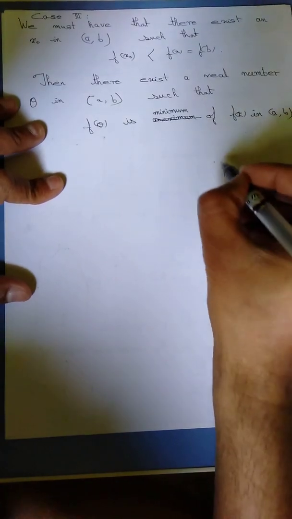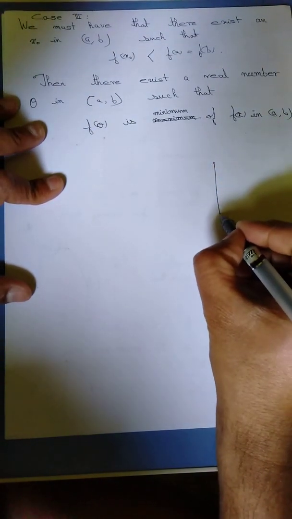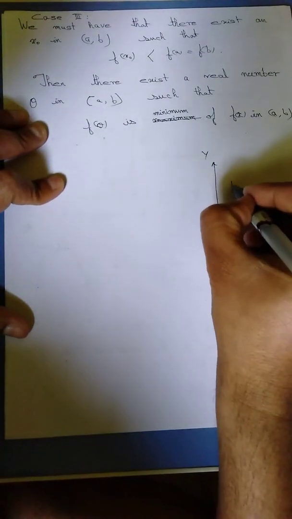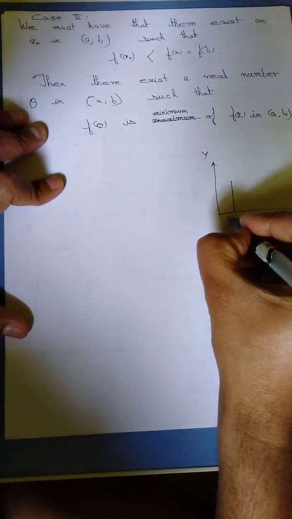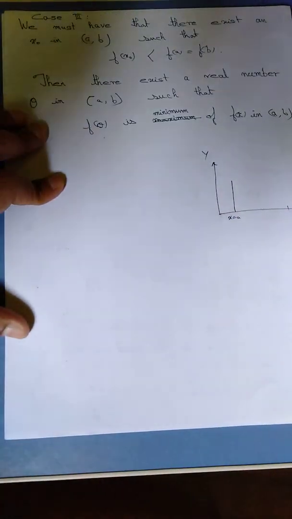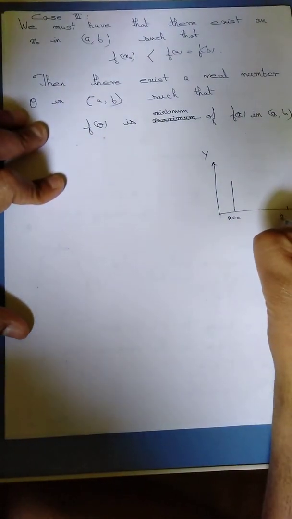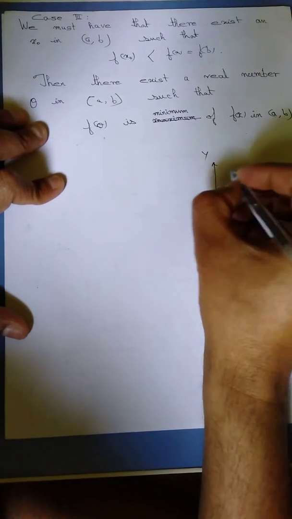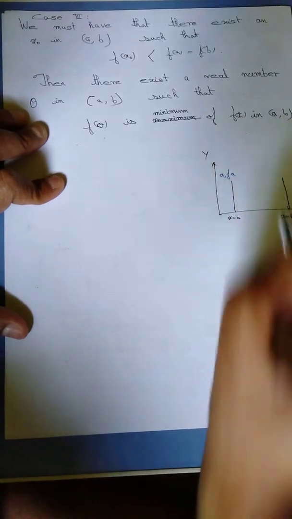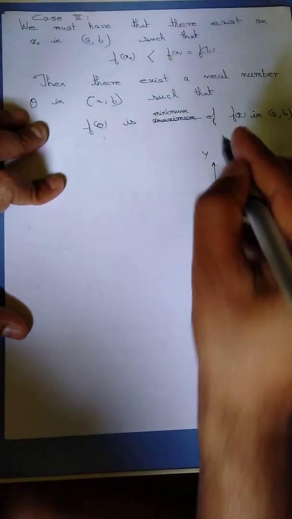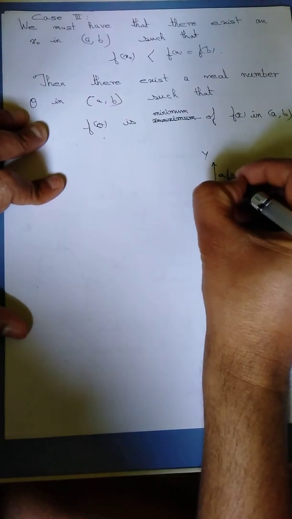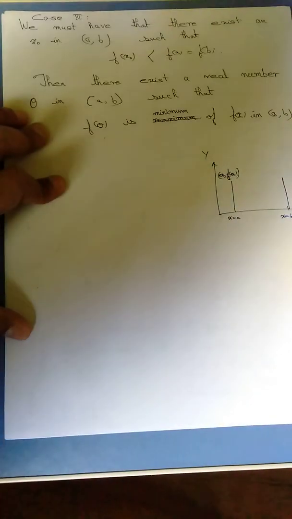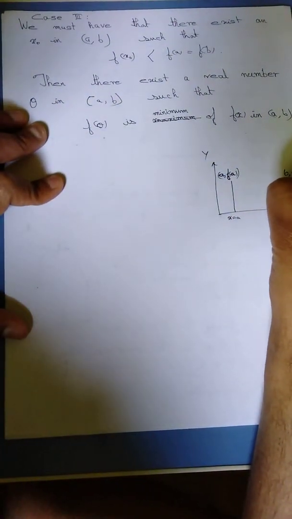Well, once again, x-axis here, y-axis here, and you have x equal to a here, somewhere here, x equal to b. They are of the same height, f(a) and f(b) are of the same height, (a, f(a)), and here we have (b, f(a)).